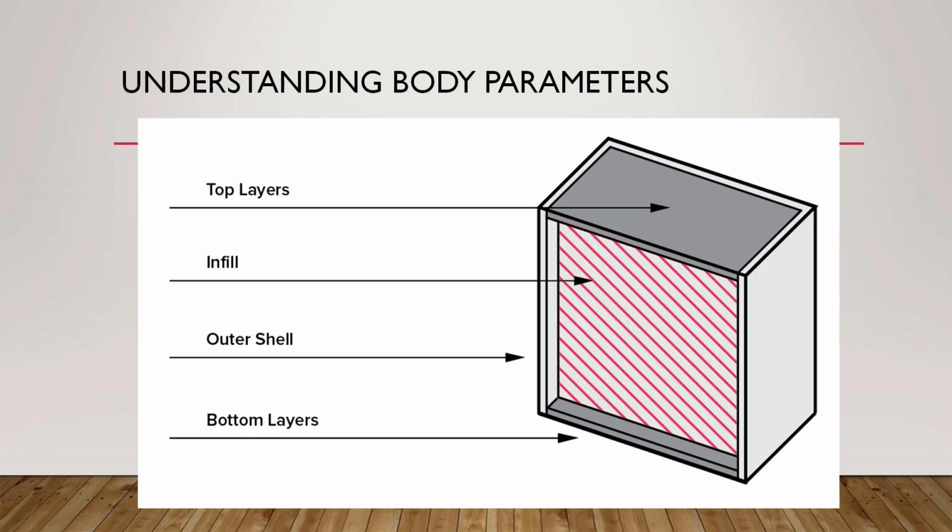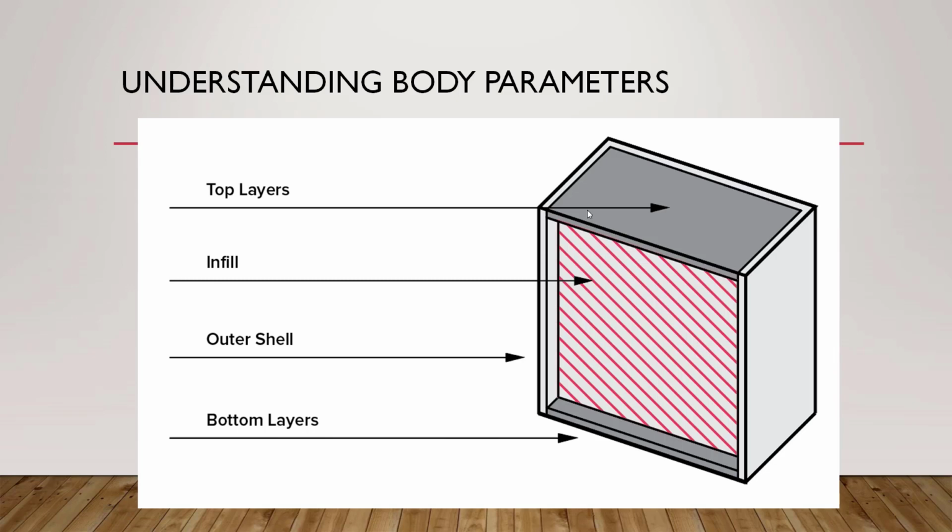Let's understand some body parameters of your model. Here you can see there are top layer, infill, outer shell and bottom layers. All of these you have to decide. Why am I showing you these parameters? Because you have to decide all the parameters. The top layer must be strong, so we should have a good layer height, and along with good layer height we will make it thick. Similarly, the bottom layer should also be thick.